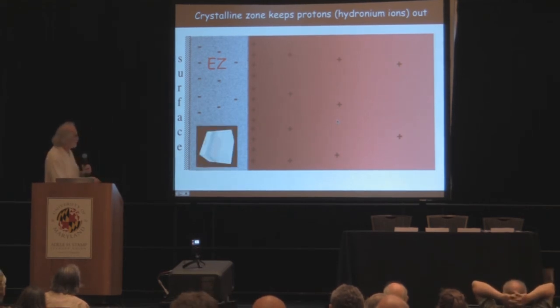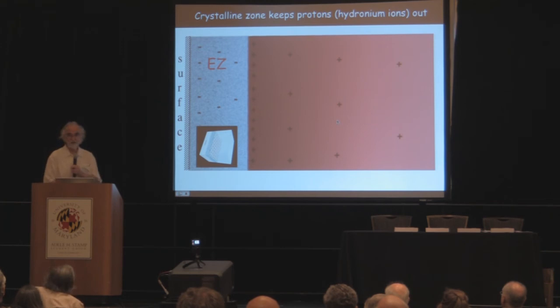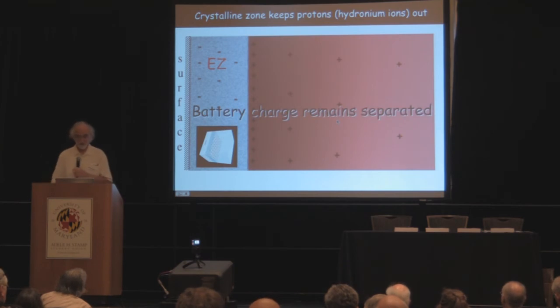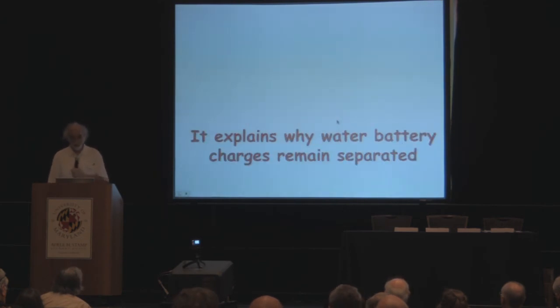Well, it doesn't happen because this exclusion zone here is made up of a very dense network. And this dense network is so dense that, of course, it excludes almost everything. It also excludes the hydronium ions, which are really positively charged water. These holes are too small to let them penetrate, and therefore, the separation, positive charge here is maintained. So the battery charges remain separated. So the answer to question 3 is yes. Liquid crystalline water explains many anomalies and explains why the water battery charges remain separated.